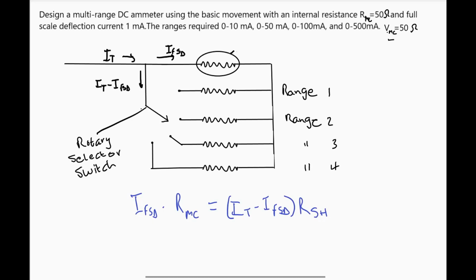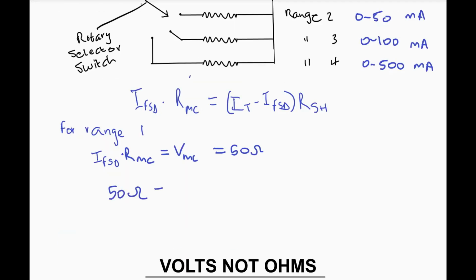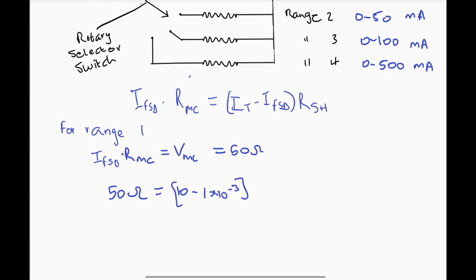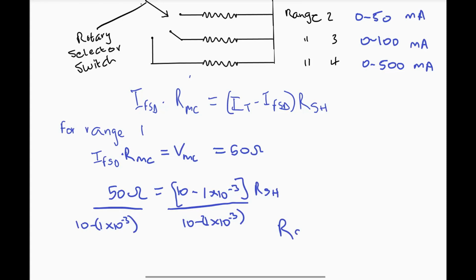Now for range 1, since the IFSD times the resistance of the meter coil is equal to the voltage of the meter coil, I already have the voltage of the meter coil as 50. I have my 50 there equal to the total current entering through range 1, which is 10 milliamperes. So I have 10 minus the full-scale deflection current, which is 1, times 10 to the power negative 3, times the shunt resistance, which I'm looking for. So I divide by that. I have my shunt resistor for range 1 as 5.56 ohms.